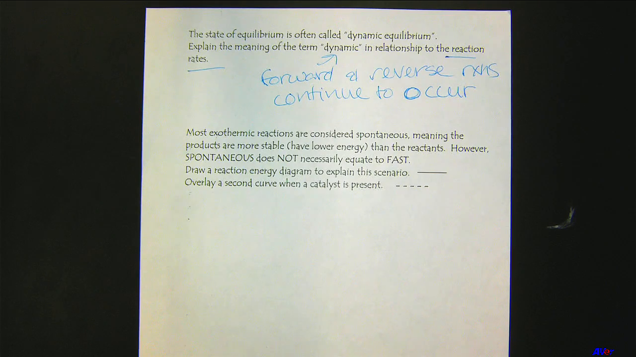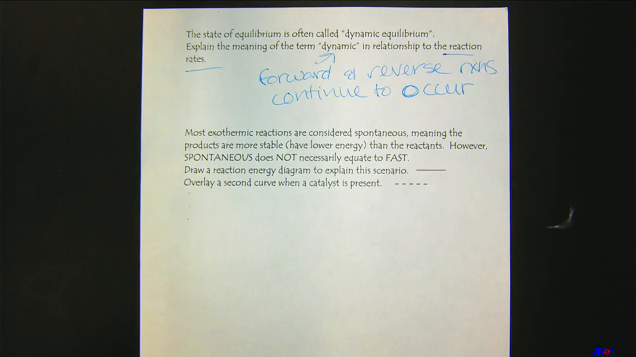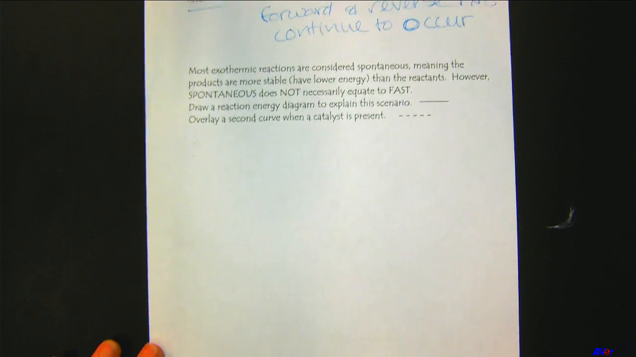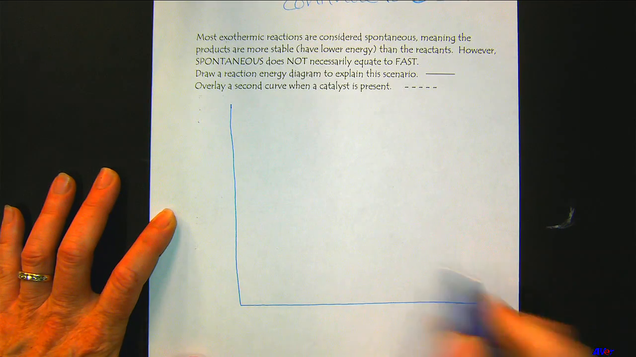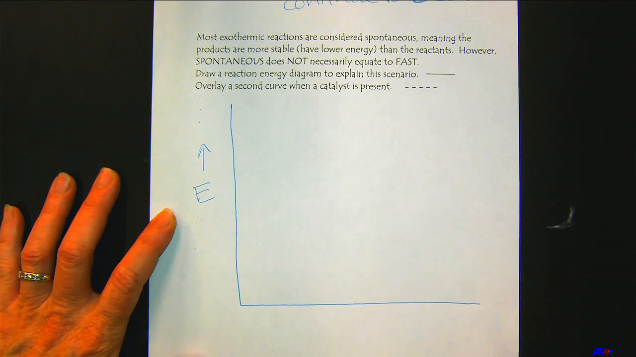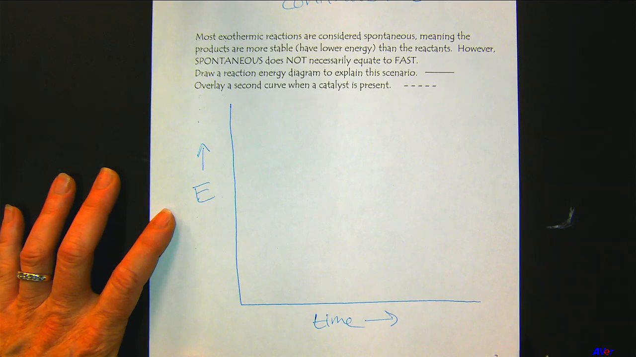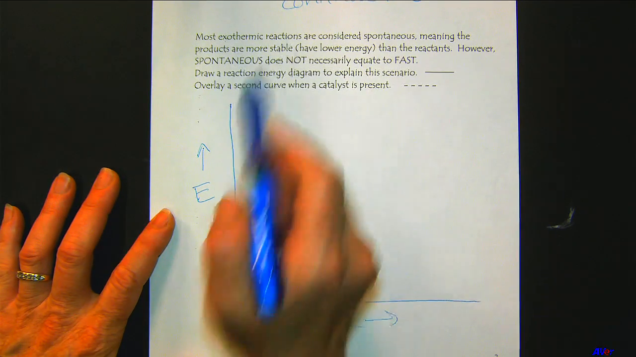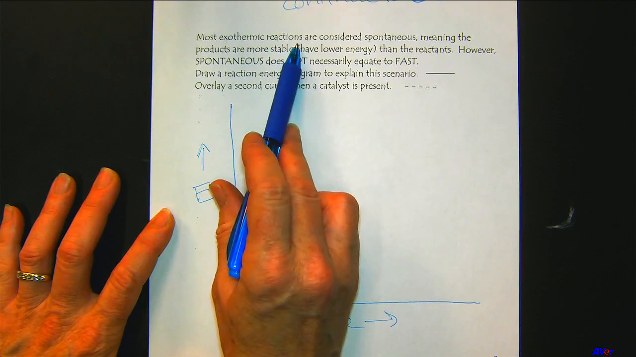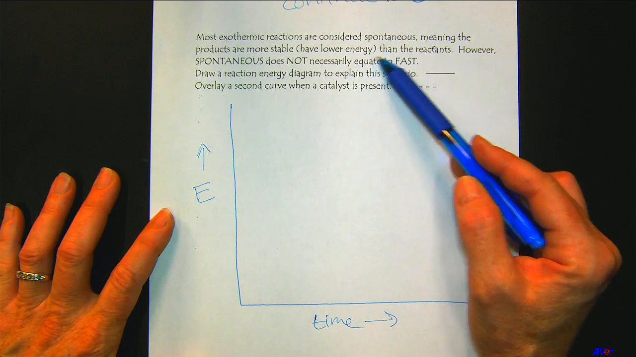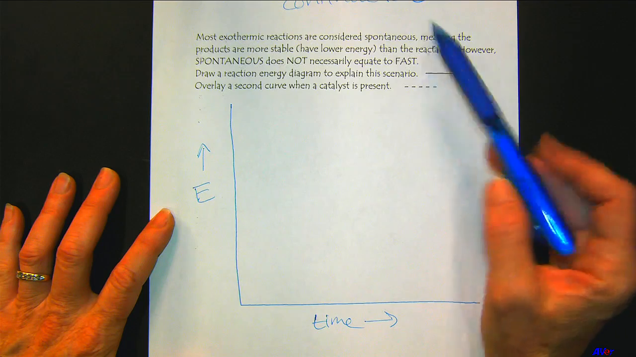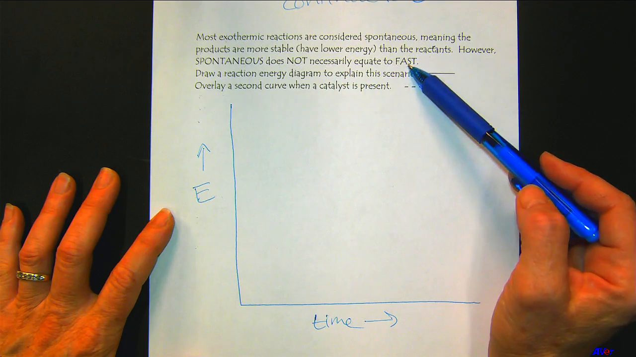Now let us integrate everything that we've learned about reactions to date. We're going to do a reaction energy diagram. For our reaction energy diagrams, we're going to have energy on our y-axis and time on our x-axis. We're going to do exothermic. Exothermic reactions are considered spontaneous because the products are more stable than the reactants, but spontaneous does not necessarily mean fast.